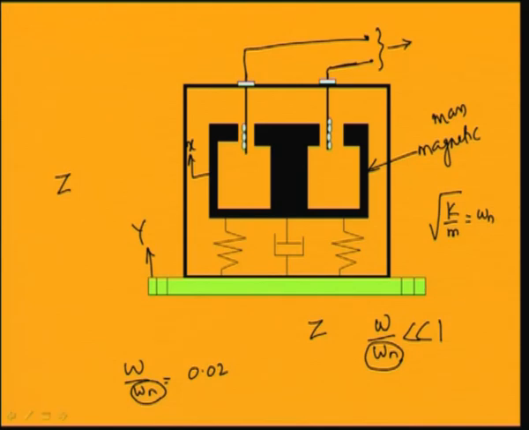When you are using this as a seismograph or seismometer, at that time the system will have a very low natural frequency. If the system has a very low natural frequency, then omega by omega n will be greater than 1.